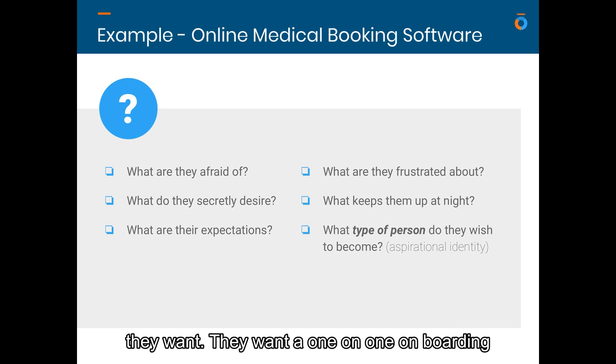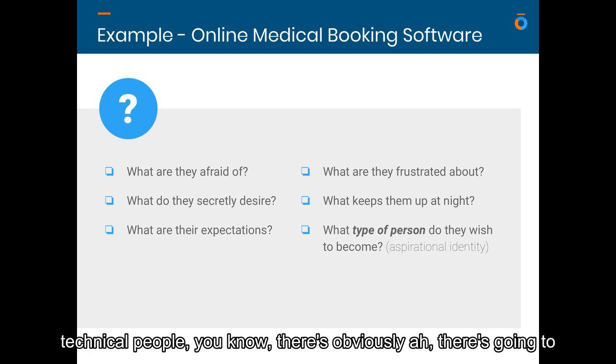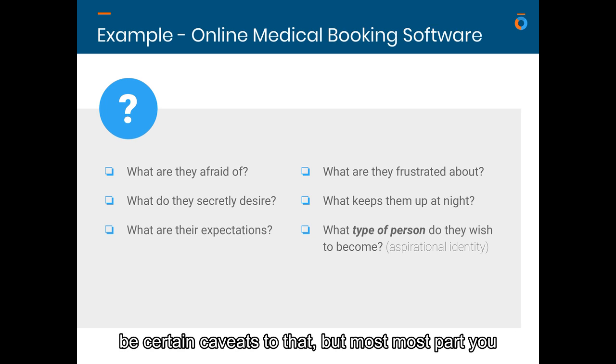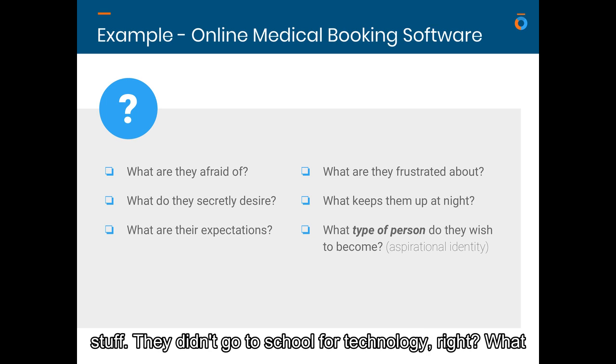They want a one-on-one onboarding experience. They want helpful customer support. They are not typically technical people. There are obviously going to be certain caveats to that, but for the most part, they went to school for physiotherapy and human anatomy and stuff. They didn't go to school for technology, right?